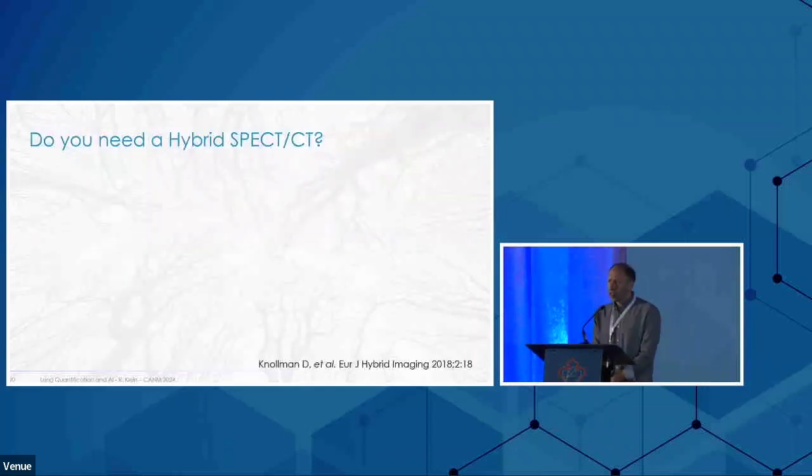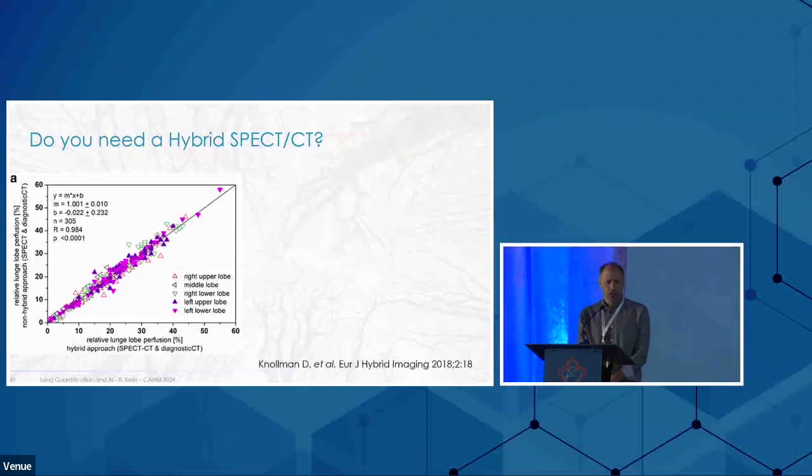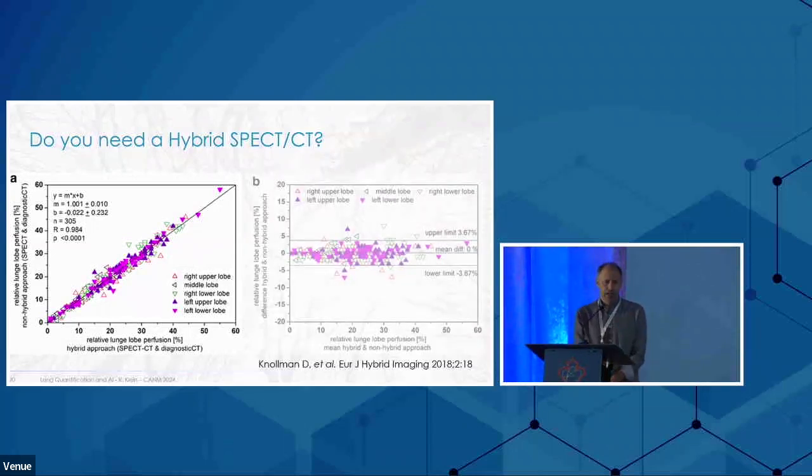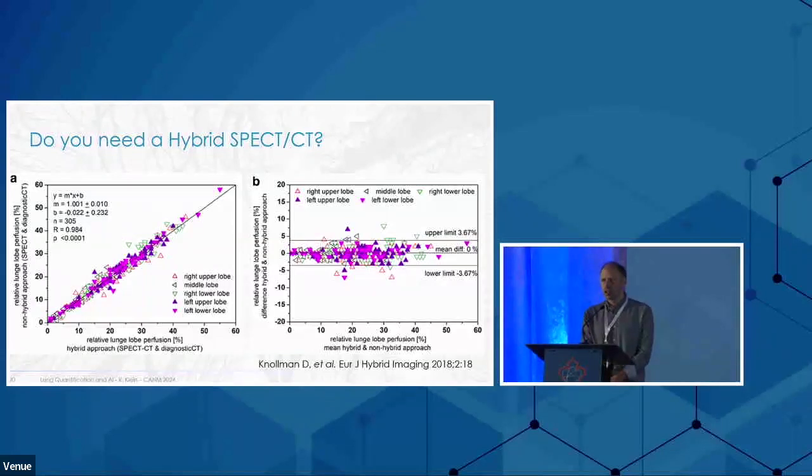So one of the early questions in the field was, well, do we need to do hybrid SPECT-CT on all of our patients? The answer, from a paper by Knowlman et al. from 2018, I think very clearly demonstrates that there is no need to do that. If you have a recent high-resolution CT for the patient, you could use that and save the radiation dose of an additional CT in the clinic.